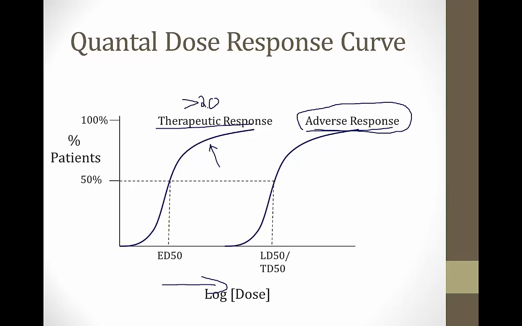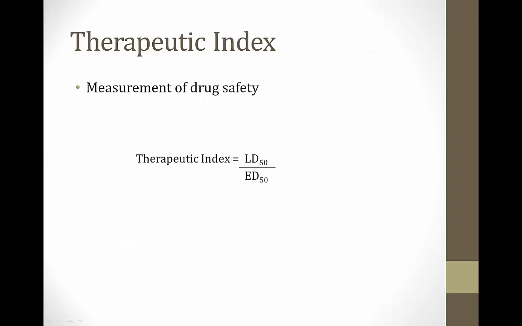And just like we can identify the dose required for 50% of the patients to have a therapeutic response, we can identify the dose required for 50% of the patients to have an adverse response. If the adverse response is death, then it's called the LD50 for the lethal dose. If it's something toxic, then it's called the toxic dose 50 or the TD50. But whichever one you call it, it's at this point right here on the curve where 50% of the patients are having this adverse response. So one measurement of drug safety that's often reported is something called the therapeutic index, and this is the ratio of the LD50 to the ED50.